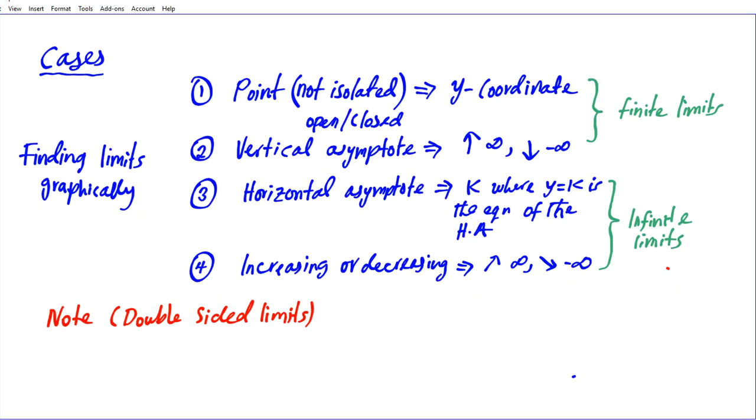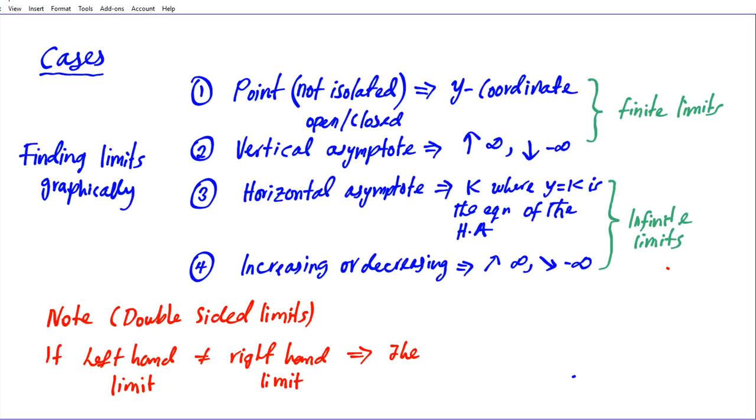One thing that you want to note concerning double-sided limits is that if the left-hand limit is not equal to the right-hand limit, then that basically implies that the double-sided limit does not exist.